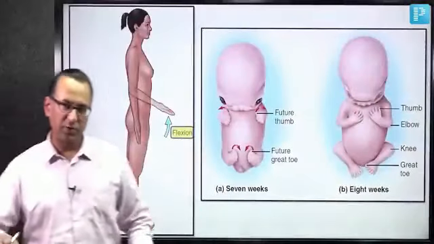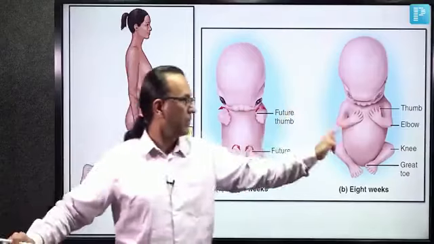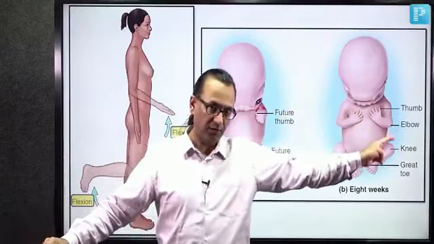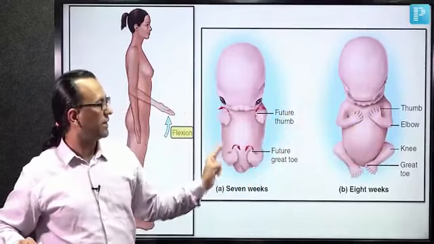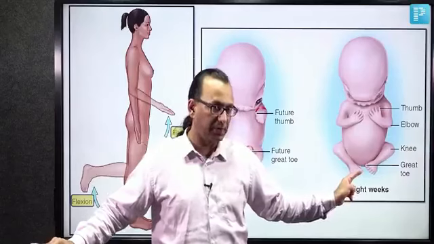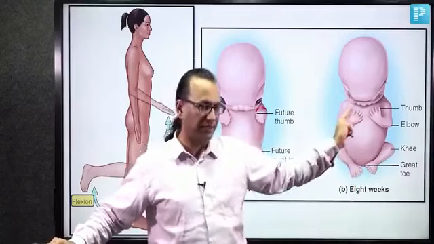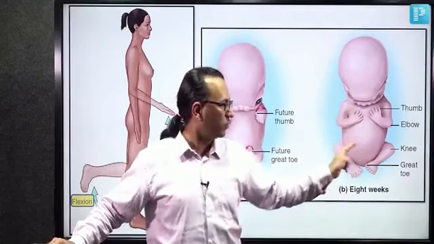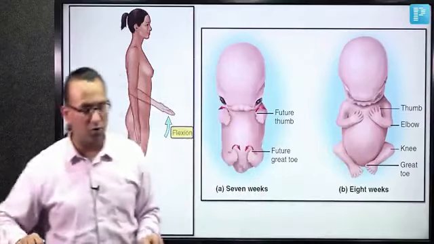As we mentioned, during development the upper limb rotates laterally by 90 degrees so that the thumb goes lateral in anatomical position, whereas the lower limb rotates medially by 90 degrees so that the great toe comes medial in anatomical position. The upper limb folds anteriorly, so the flexor compartment is anterior, whereas the lower limb folds posteriorly, so the flexor compartment is posterior for the lower limb.